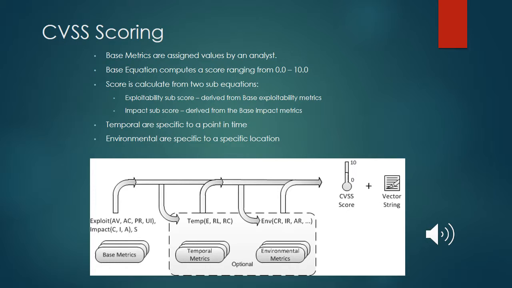The temporal scores are specific to one point in time. These scores may vary, and depending on when a vulnerability was discovered, a score is likely to change over time as more patches are released that address the vulnerability. Environmental scores are typically specific to one location, and they involve industry specifics that are typically aligned with the organization and how the vulnerability impacts the daily operations.